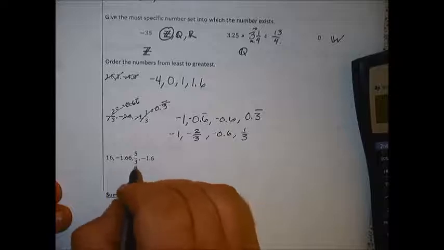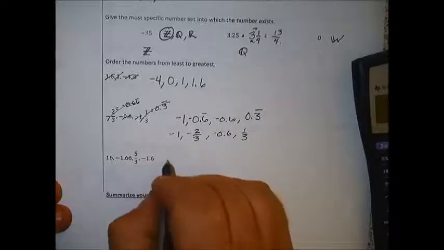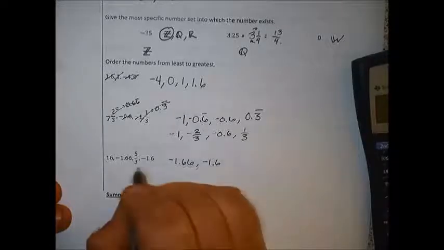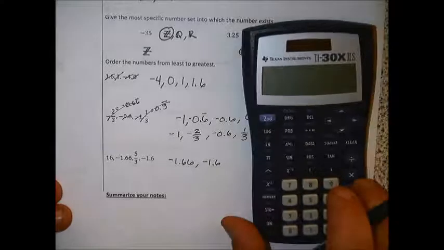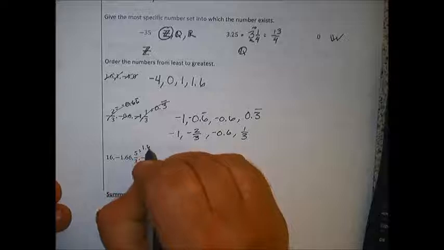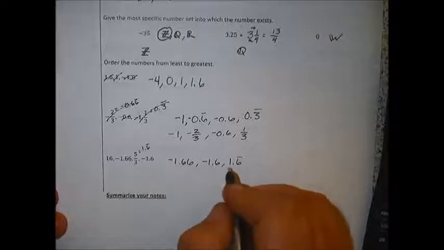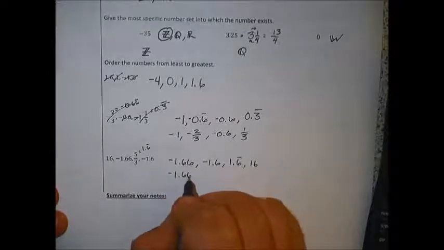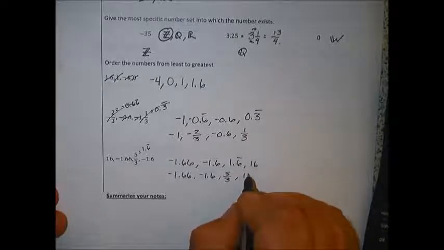And welcome back. Hopefully pausing the video and giving you an opportunity to do these problems helps you out. You should have gotten that negative 1.66 is smaller than negative 1.6 repeating. 5/3 would show as a decimal as 1.66. It's positive. Then 1.6 repeating is my next one. And then my 16 is obviously the biggest one in that list. Just to rewrite it in the form of the problem, we had that as 5/3 and then 16.